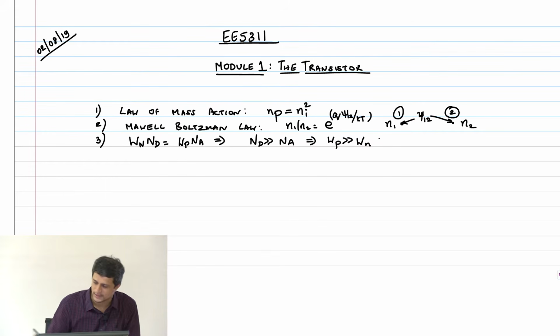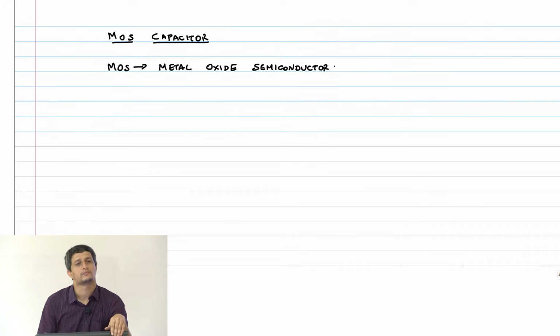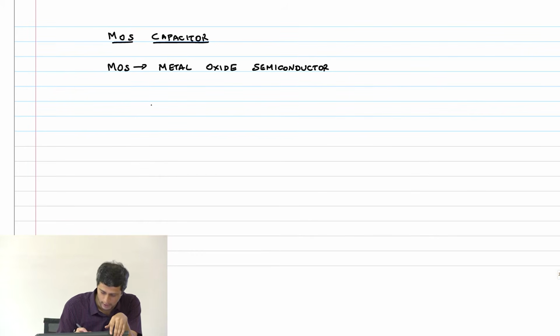Okay, so now let's get started with a two-terminal device called a MOS capacitor. Okay, what is MOS? It's metal, oxide and semiconductor. That's what MOS stands for.